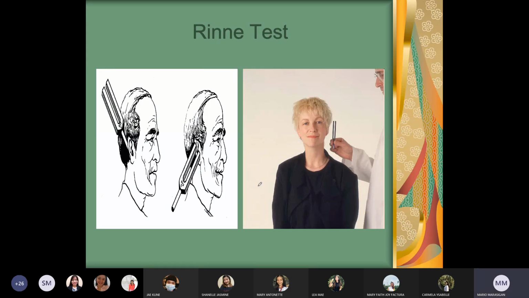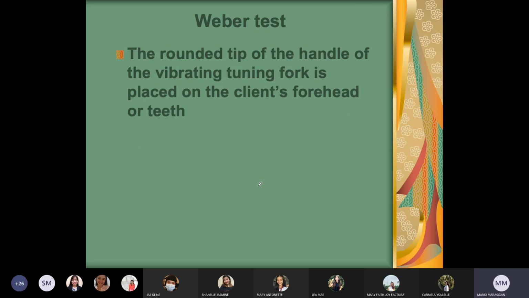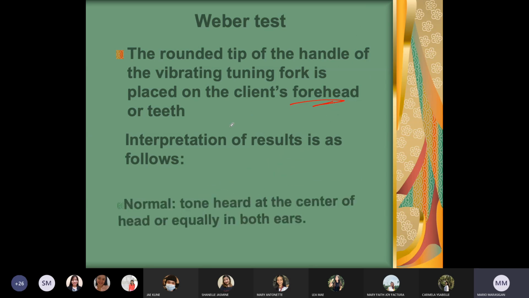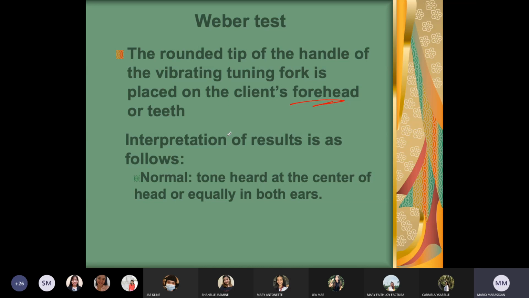Okay, Rinne test. How about the Weber test? So your rounded tip handle ng iyong tuning fork is placed in the client's forehead. Okay? Or pwede din doon sa front tip. Okay? Pero wag na sa front tip. Mas applicable kung sa forehead na lang. Okay? For the interpretation of the result, the normal is the tone heard at the center. So equal yung sounds on both ears.